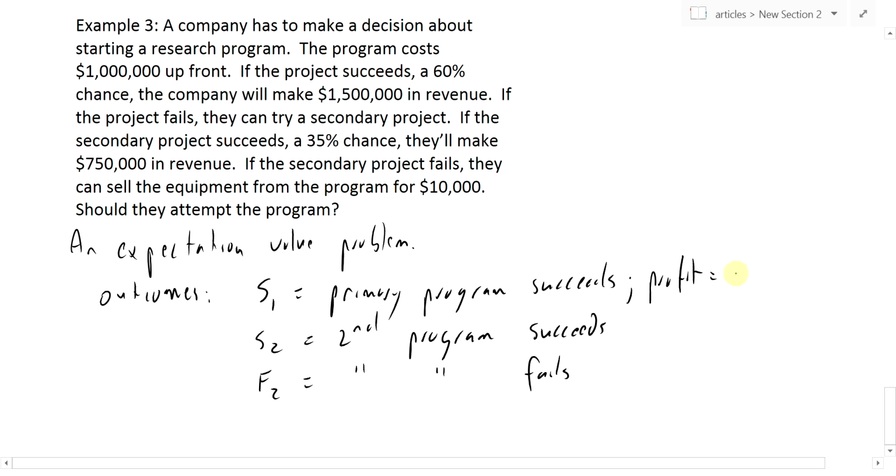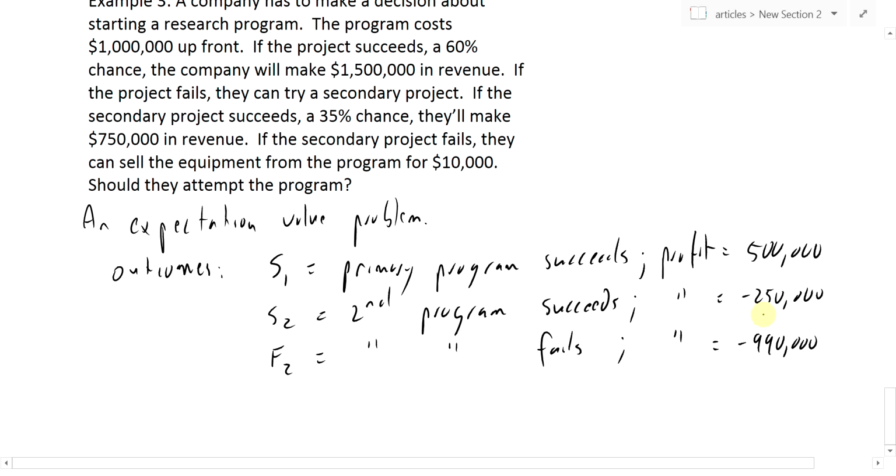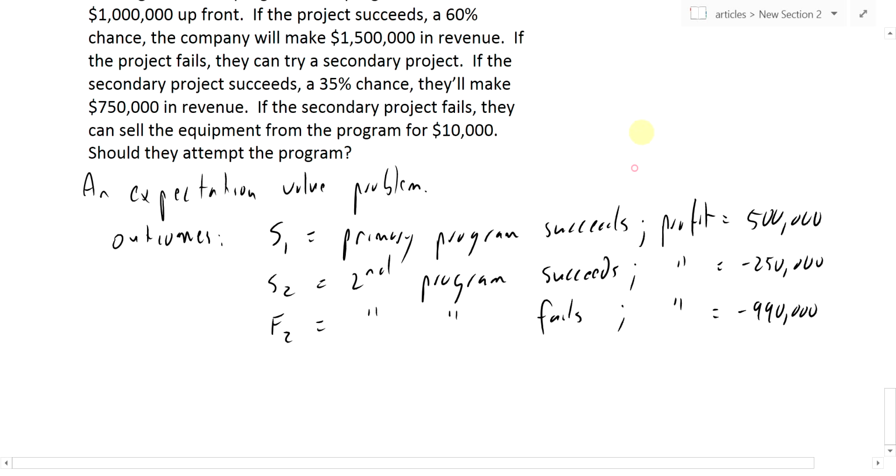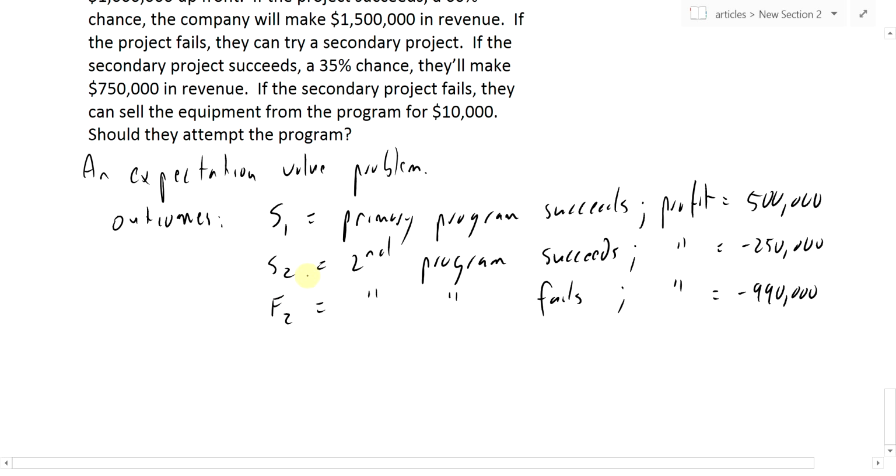And our profit here is $500,000 if the first one succeeds. We have a negative profit for the secondary one of minus $250,000. And if the secondary one fails, then our profit is actually minus $990,000. We invested $1 million, and if everything fails, we can sell it off for $10,000. So we lose $990,000.